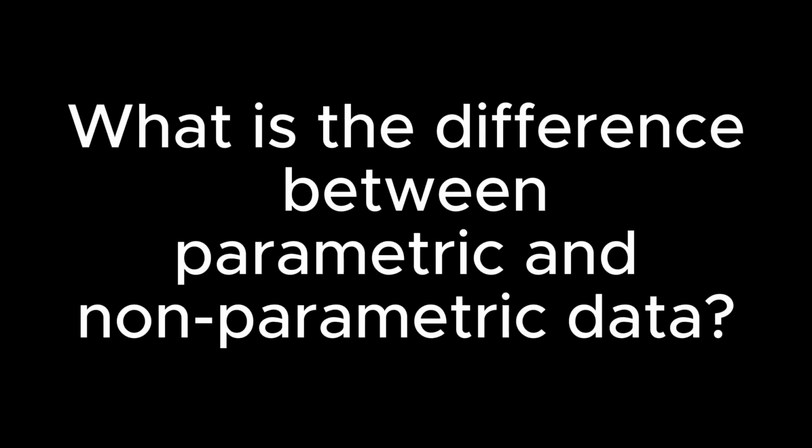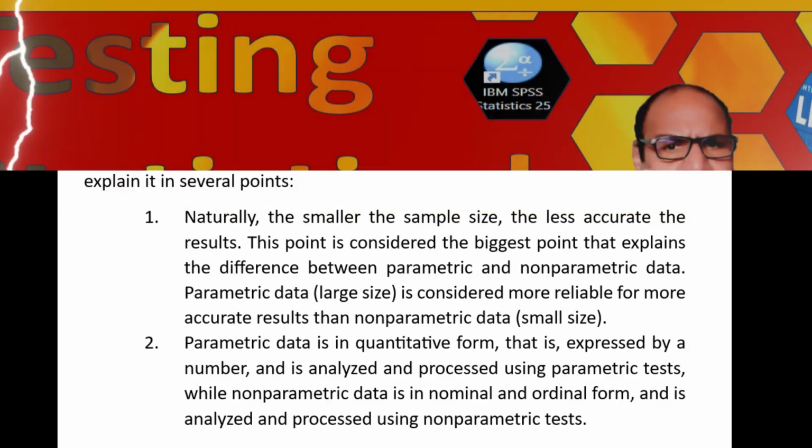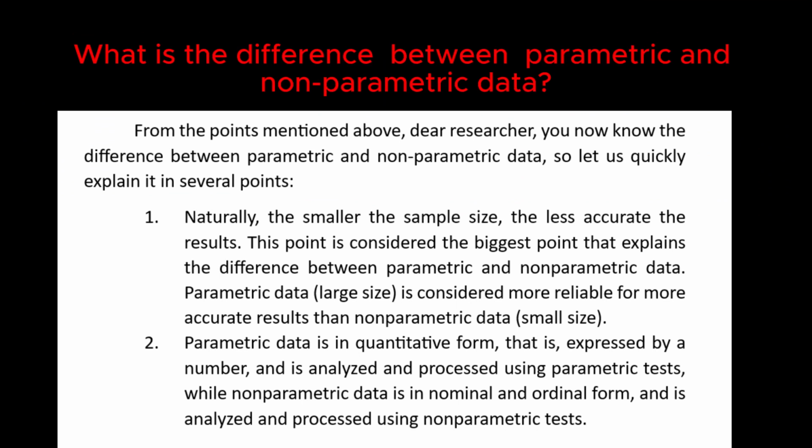What is the difference between parametric and non-parametric data? From the points mentioned above, dear researcher, you now know the difference between parametric and non-parametric data, so let us quickly explain it in several points. Naturally, the smaller the sample size, the less accurate the results. This point is considered the biggest point that explains the difference between parametric and non-parametric data. Parametric data, large size, is considered more reliable for more accurate results than non-parametric data, small size.